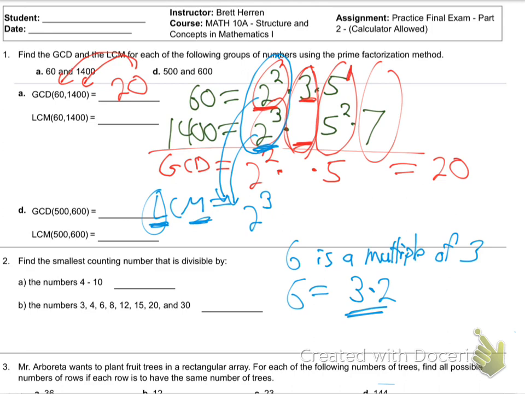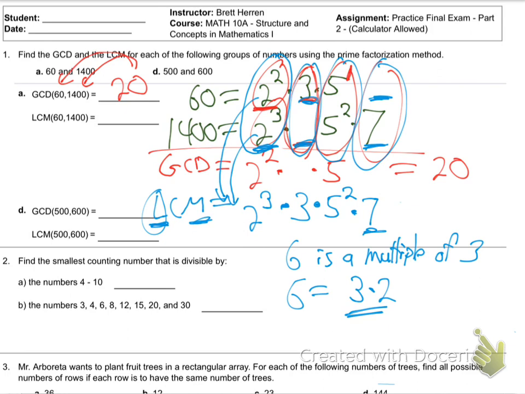How about when it comes to the 3's? There's no 3's here on the bottom one, but this has a single 3. What's the least they both go into? A single 3. How about when it comes to 5's? What's the lowest they both go into? 5 squared. And what do these guys both go into? A single 7. You might say, well, they go into 7 squared. Yeah, but the lowest thing they both go into is a single 7, because this has none at all, and this has 1.